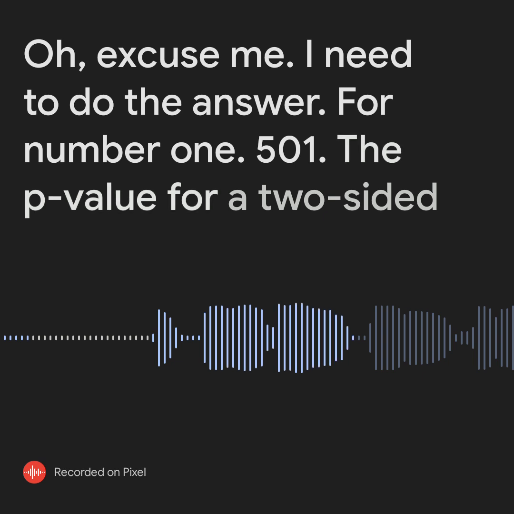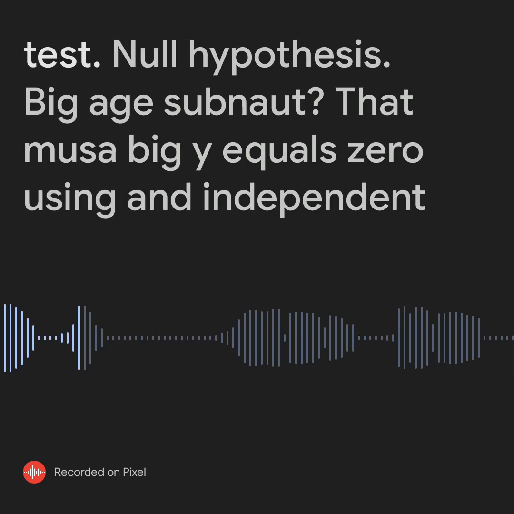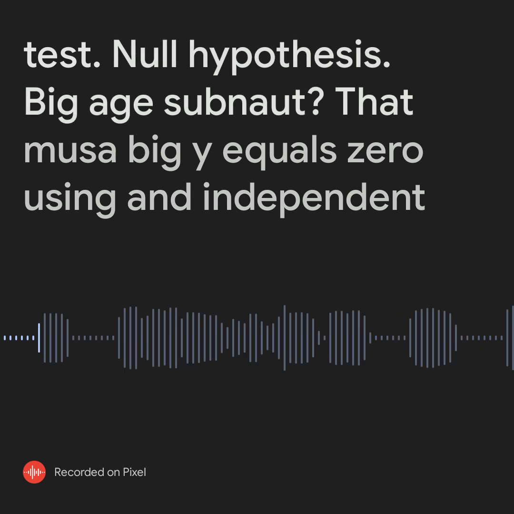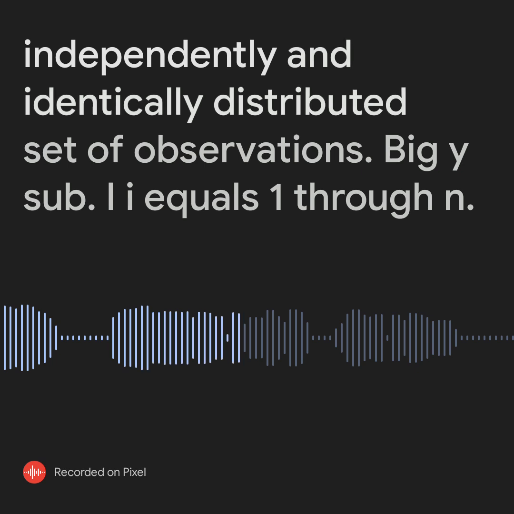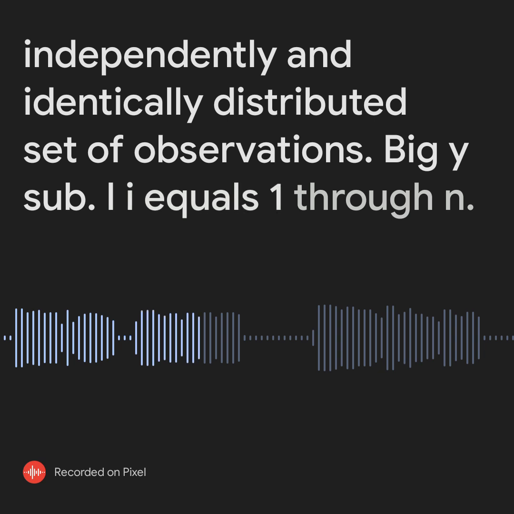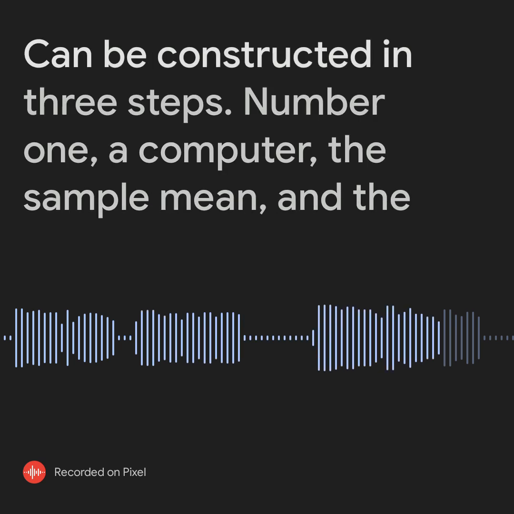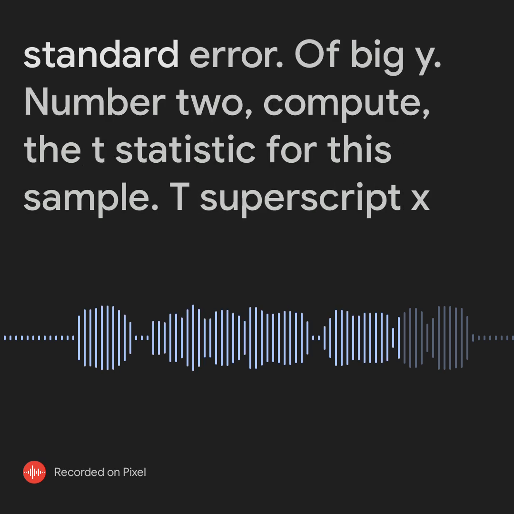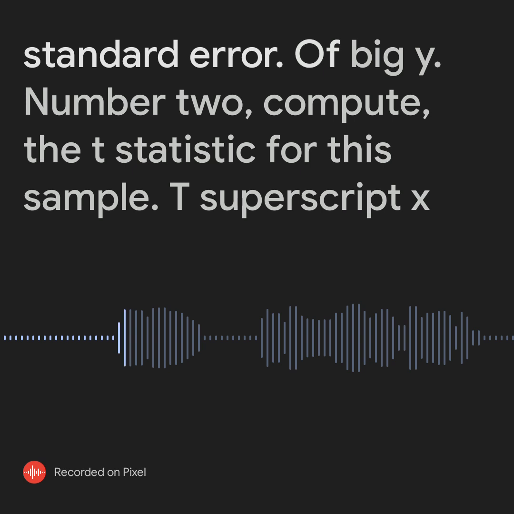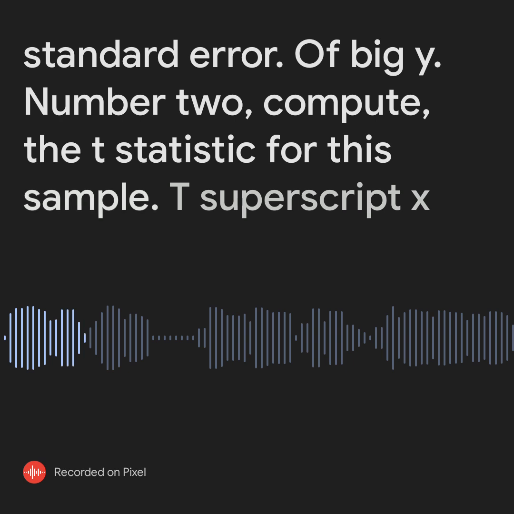5.1. The p-value for a two-sided test of the null hypothesis H sub 0 that mu sub Y equals 0 using an independently and identically distributed set of observations, Y sub i, i equals 1 through n, can be constructed in 3 steps. Number 1, compute the sample mean and the standard error of Y bar. Number 2, compute the t-statistic for this sample.